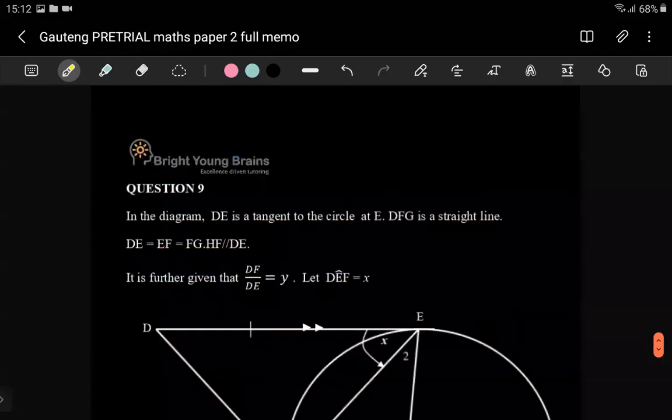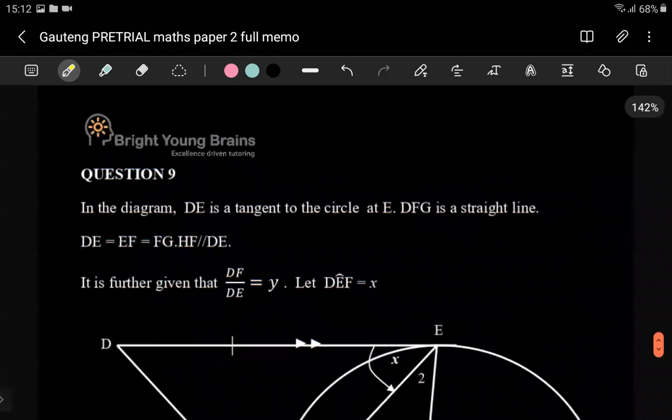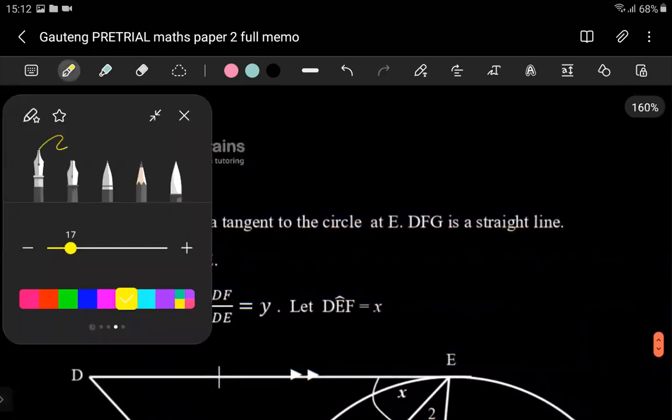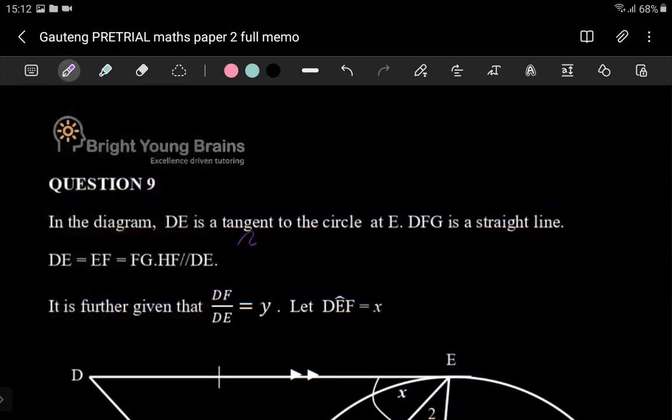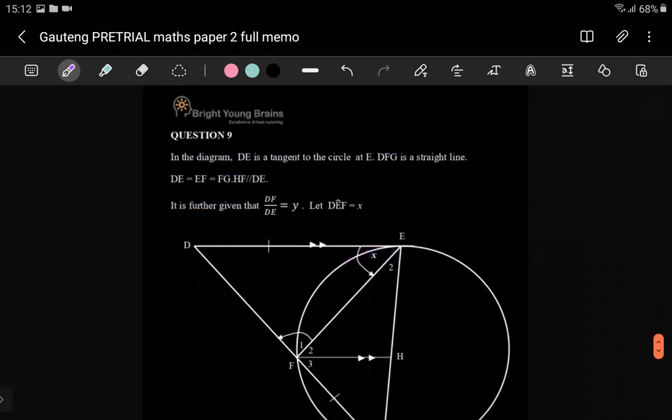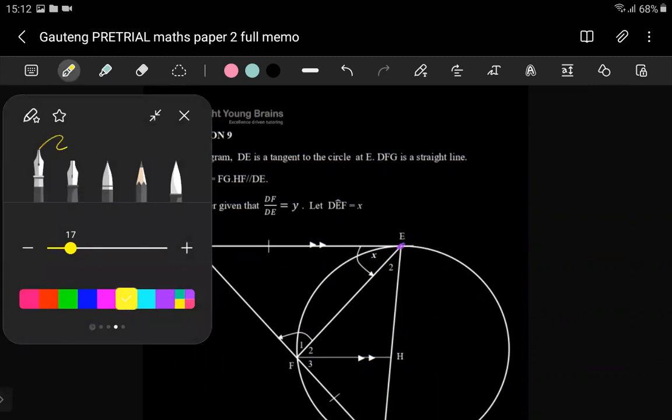Question number 9. What do we have here? Question number 9 looks pretty interesting. It says, in the diagram, DE is a tangent. Okay, yes, we have a tangent here. So it's a tangent to the circle at E. Perfect. And then what does it say now?